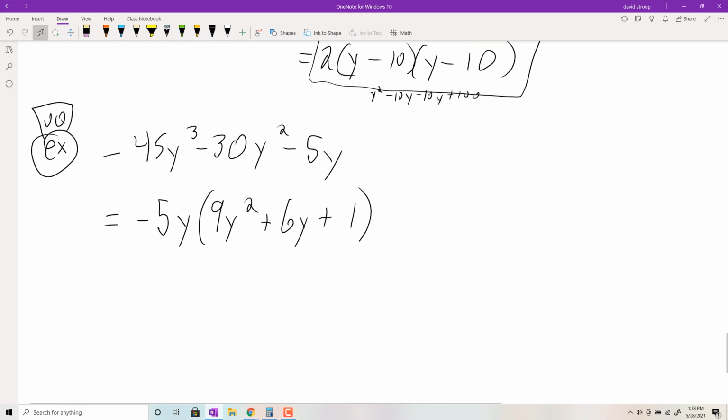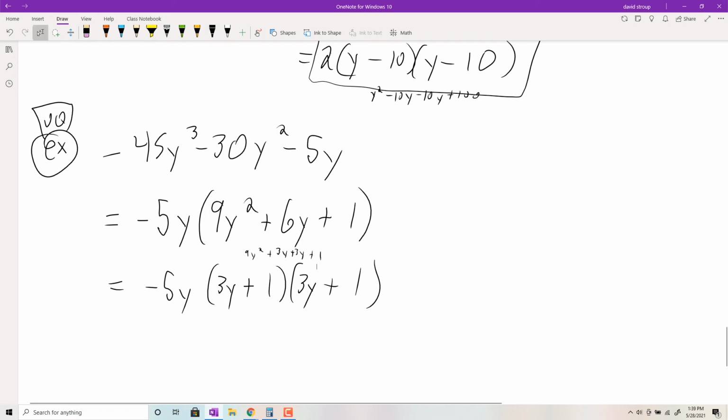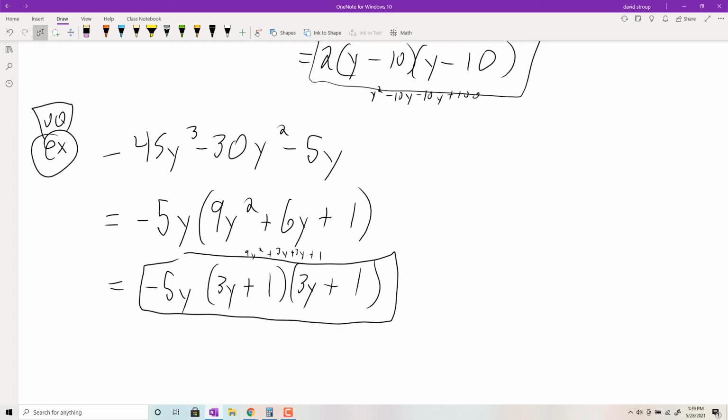Okay, it looks like the first and the last term of that trinomial are perfect squares, so I'll try to turn it into a perfect square trinomial, try to factor it into this form. It'll have to be plus plus, 1 times 1, and we're hoping 3y times 3y will do the job. Okay, does that work? So 9y squared plus 3y, yeah, plus 3y. Okay. And then that would be your final answer. Don't forget that negative 5y that's sitting in front.